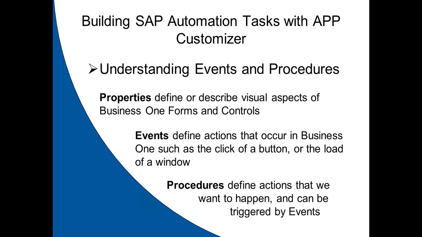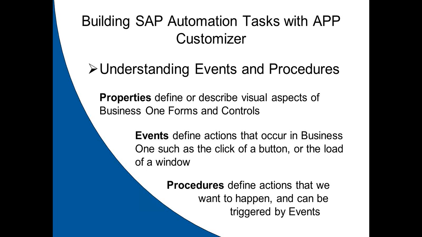All right, so adding a button to a form is easy, but it actually doesn't do anything. You can click on it; it won't actually do anything. It's just going to be a button. So, in order to get some more functionality out of this and to understand what we can do with this button, we need to talk a little bit about the terminology of events and procedures. All right, now earlier we talked about properties, and we all know that properties define or describe the visual things that we see on the screen.